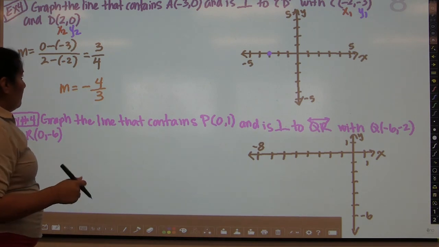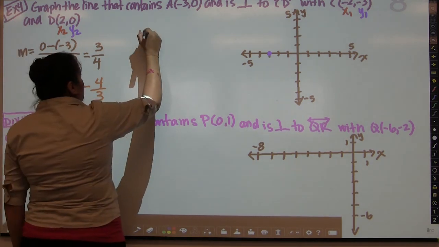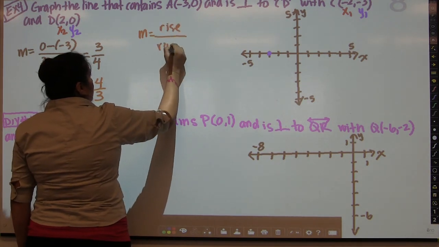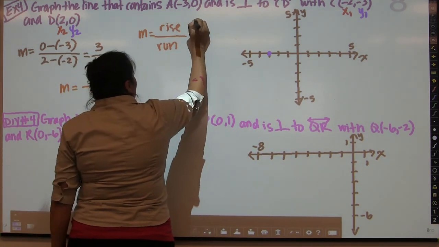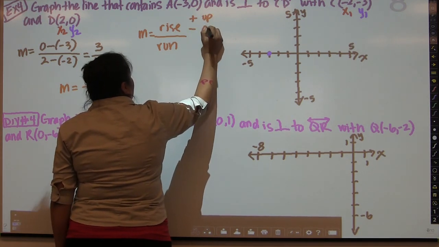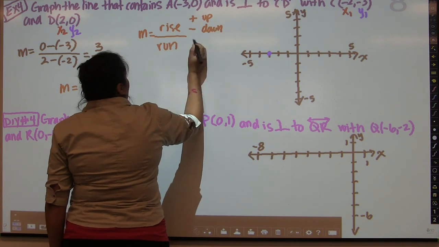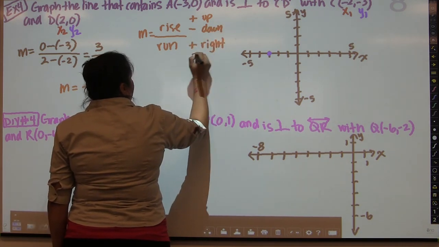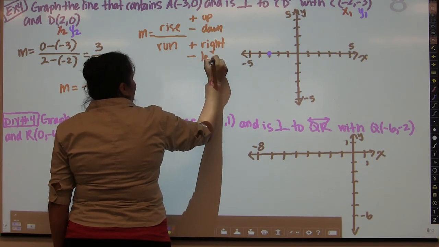Okay? And right now I want to pause and just remind you that slope is basically rise over run. And if the top number is positive, you go up. If the top number is negative, you go down. And if the bottom number is positive, you go to the right. And if the bottom number is negative, you go to the left.